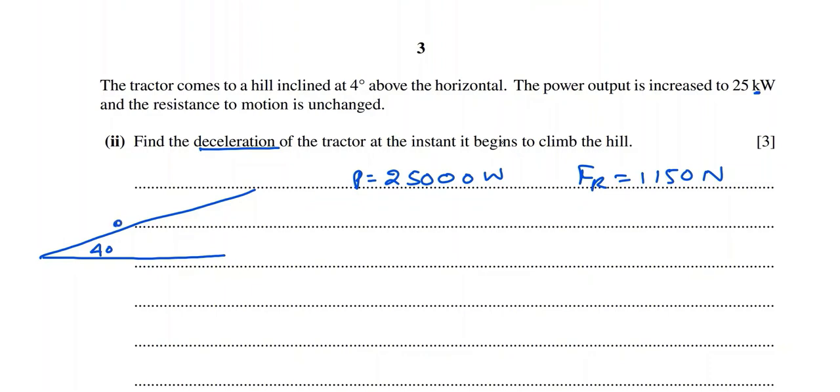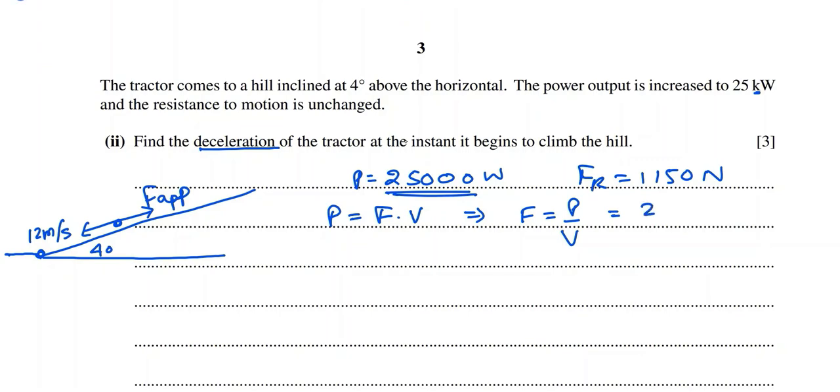Deceleration means the force downwards will be more than the force upwards. So first of all, let's find the applied force. We know the power now, and power is force times speed at a specific time. When it was coming from the back, at this point, the speed was 12 meters per second. The applied force by the engine will remain the same. So force will be power divided by speed, which is 25,000 divided by speed. As it is decelerating after climbing the hill, the power and applied force will still remain the same, but the deceleration is happening because of two forces.